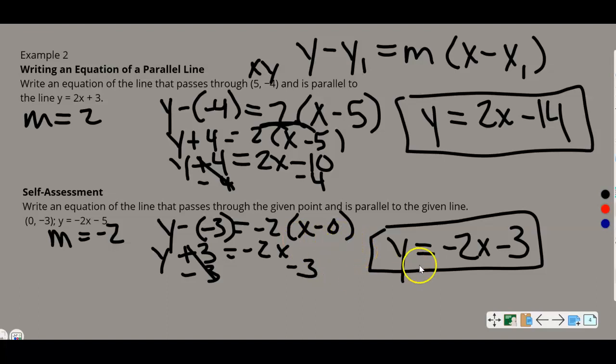Then you could rewrite it in slope-intercept form if you want, and you should have got y equals -2x minus 3. If you got that, congratulations. If not, just take a little bit more time to get some more practice, and it will get easier.